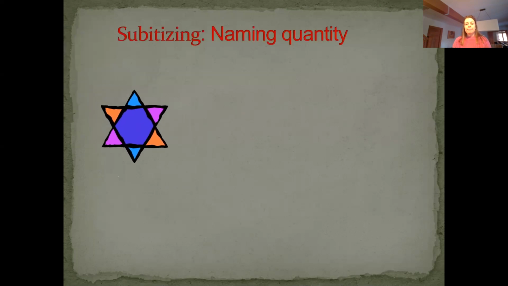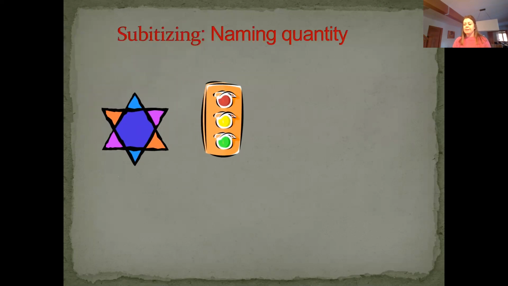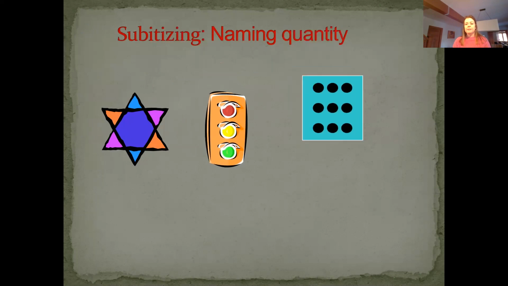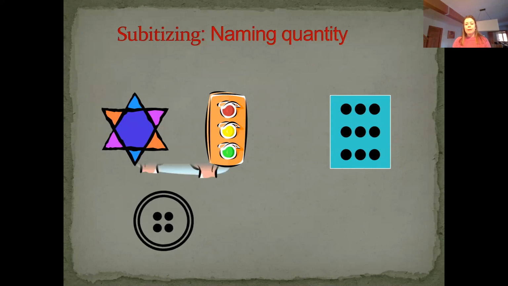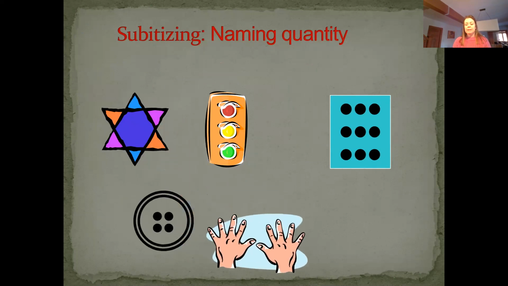So, we often see working with dice formations or dominoes or 10 frames, like I said, are a big one in primary, but we can have our kids thinking about using subitizing with all different types of materials and things around them, outside, with their fingers, very important.